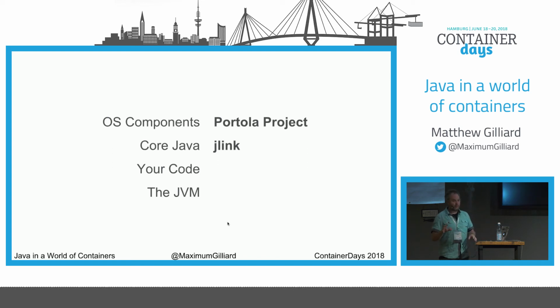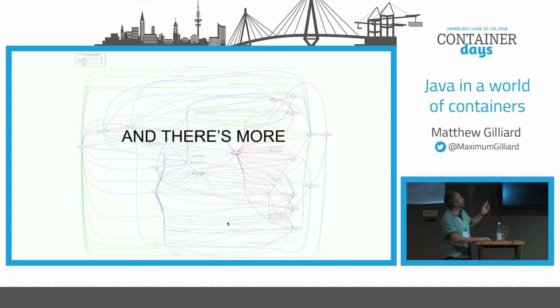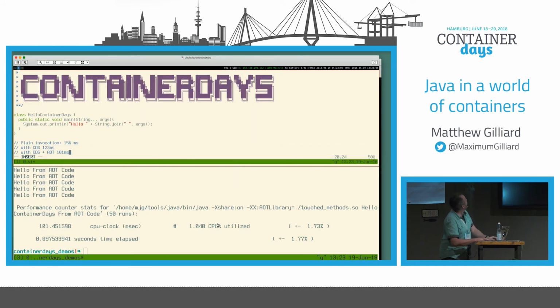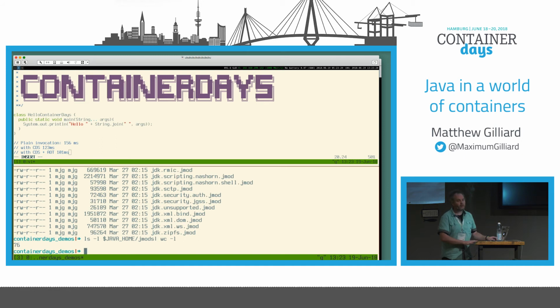Brace yourselves if you've seen dependency graphs before. It looks like this. Actually, this is a third of it. There's a lot more. I'll show you. If you look in Java Home, the jmods, all these Java modules. How many? 76.